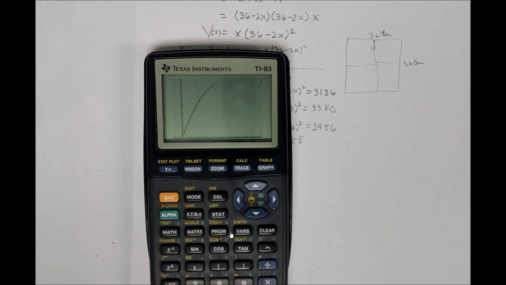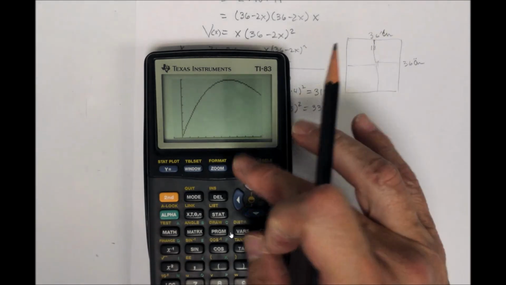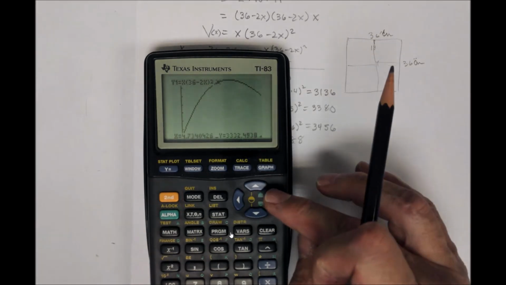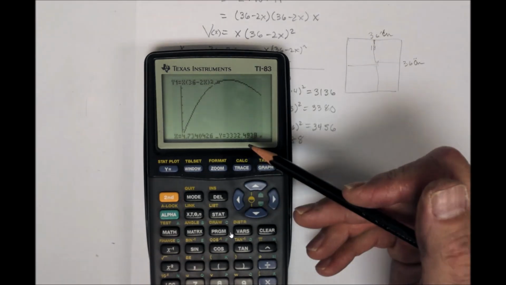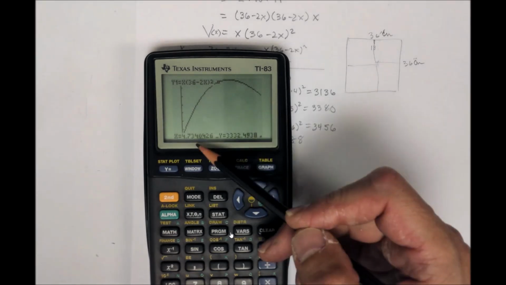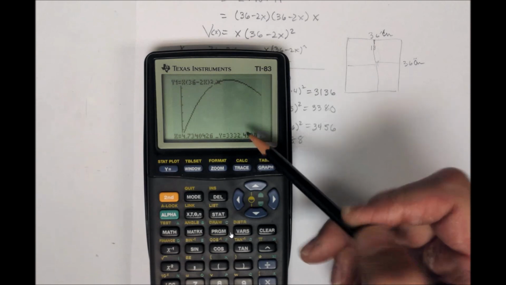There it is. Look at that beast. You can see here that up here is where it peaks. So if I use the trace, and you see the cursor blinking, I'll move it along until I get to the top. Now look at my y values. I want the biggest one I can get here. Okay. The x is the length of the corner of the square that I cut out, but this is going to be my volume here.